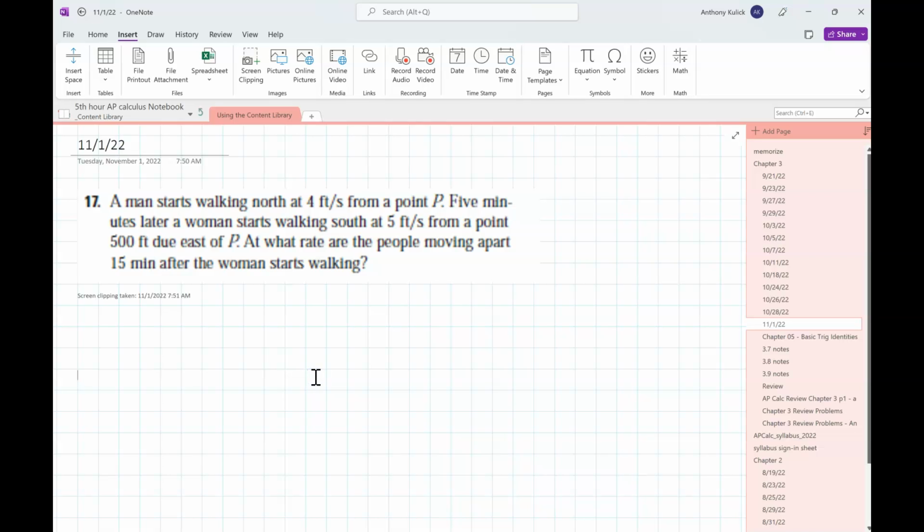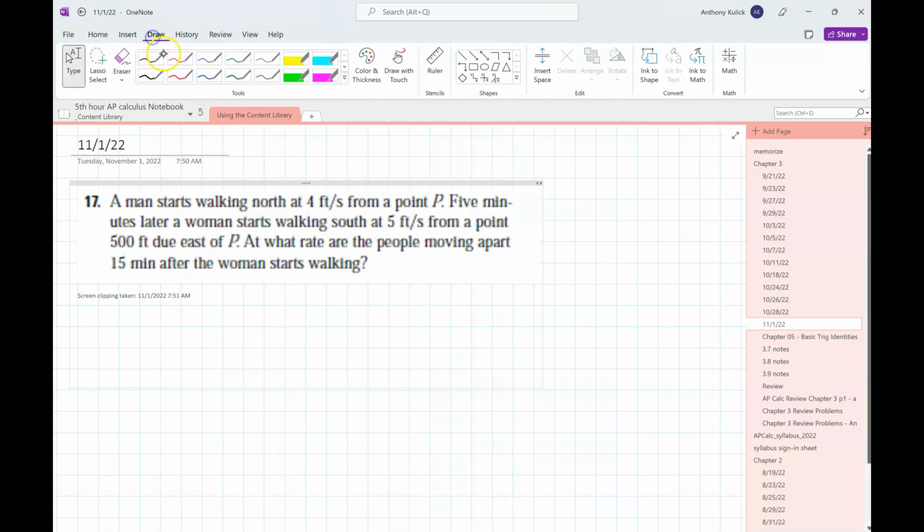Okay. So a man starts walking due north at 4 feet per second from point P. 5 minutes later, a woman starts walking south at 5 feet per second from a point 500 feet due east of P. So here's P. And I'll call this point over here Q.